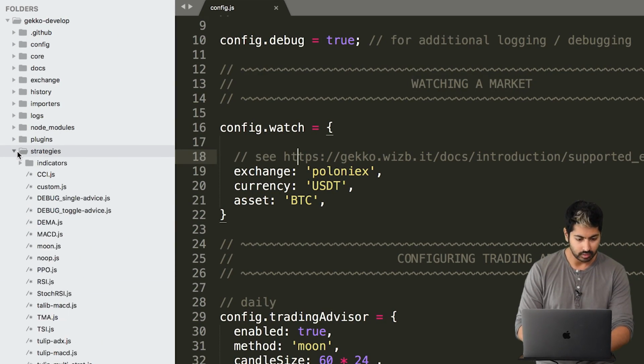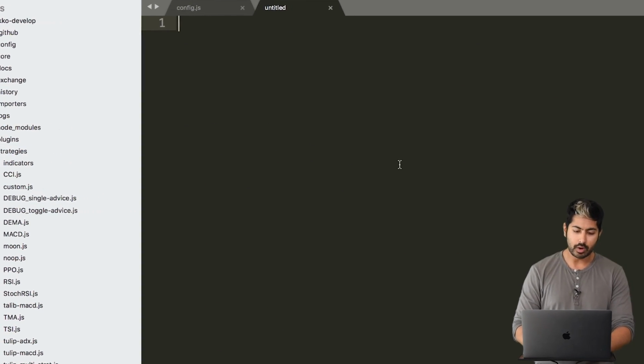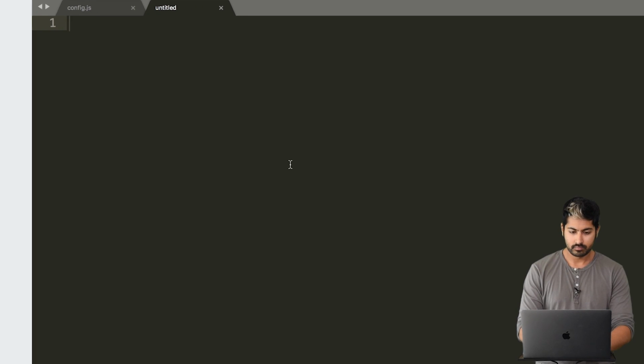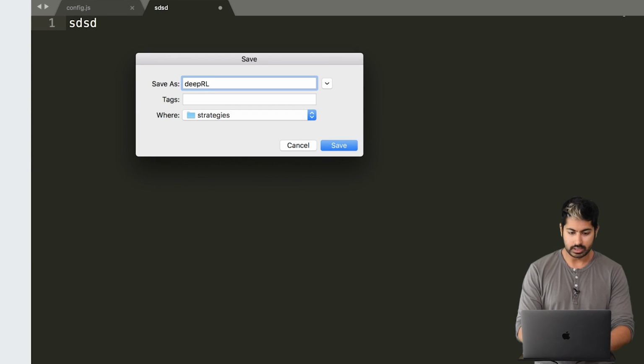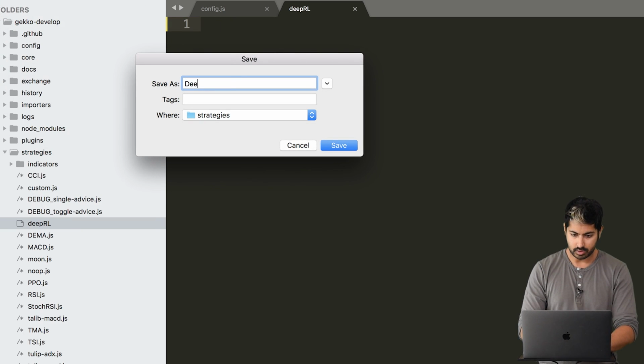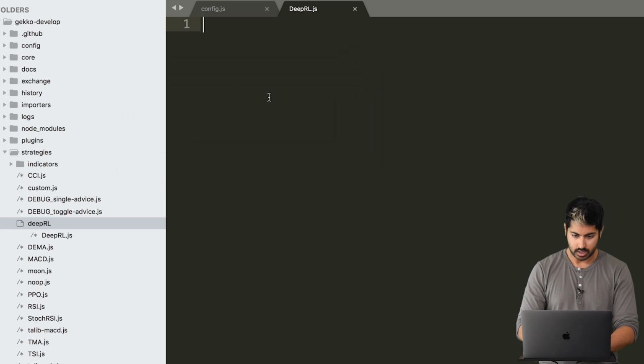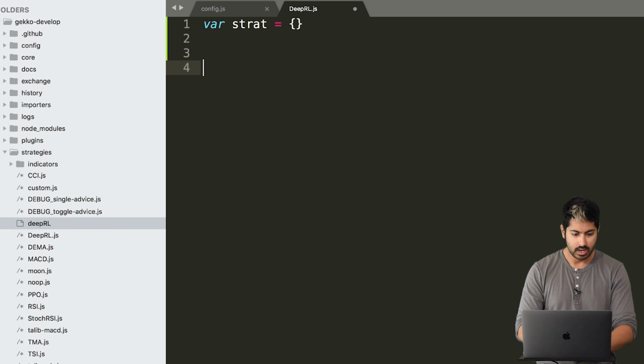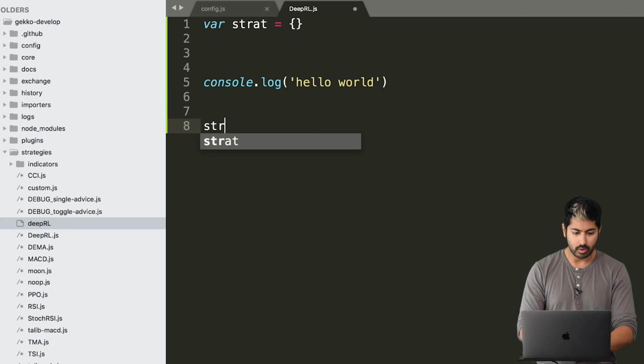So under strategies, we will create a new file. We'll call our strategy deeprl, so this is called deeprl.js. Now, we'll start off by saying, here's my strategy. This is going to create our own strategy. And then we'll also just do a console.log for hello world just to make sure that we're doing everything properly here. And once we have that, we'll go ahead and prepare our strategy with the init function.